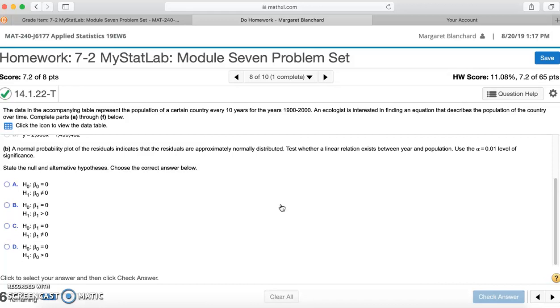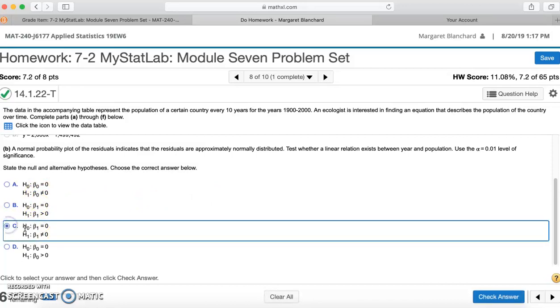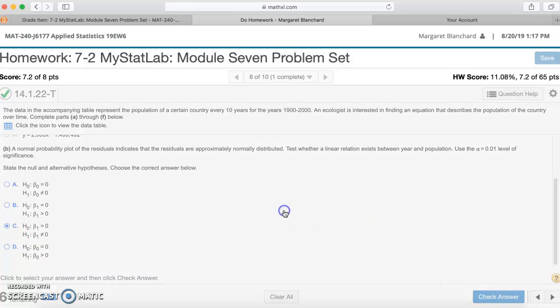Remember, in order for us to test whether or not there's a linear relationship, we want to know if that slope is close to 0 or not. Remember, that tells us our correlation in this situation. So in this case, we're going to look at beta 1. And we're going to say our null hypothesis is beta 1 equals 0 and beta 1 does not equal 0 as our alternative. Check answer. Well done.